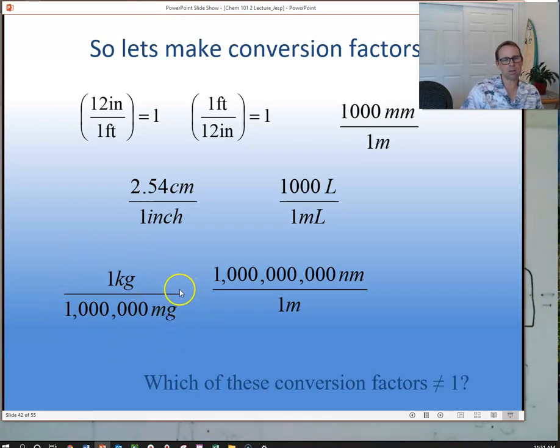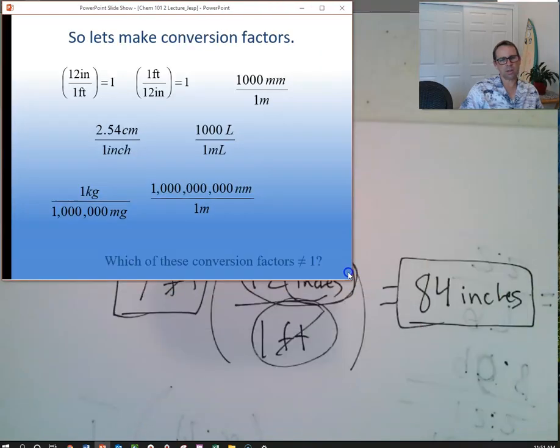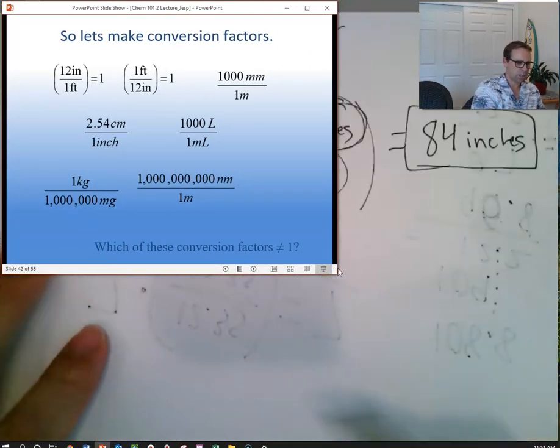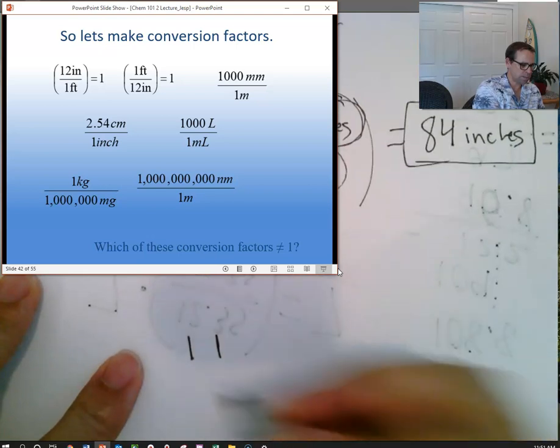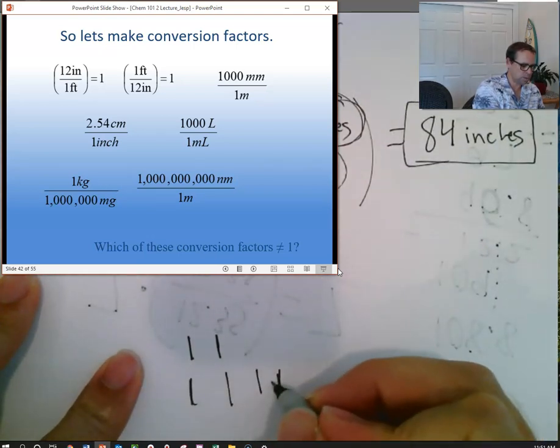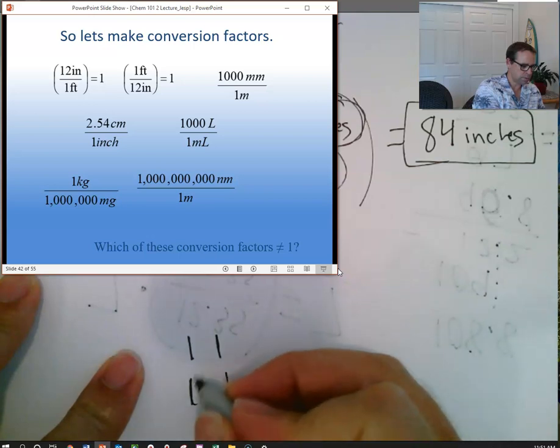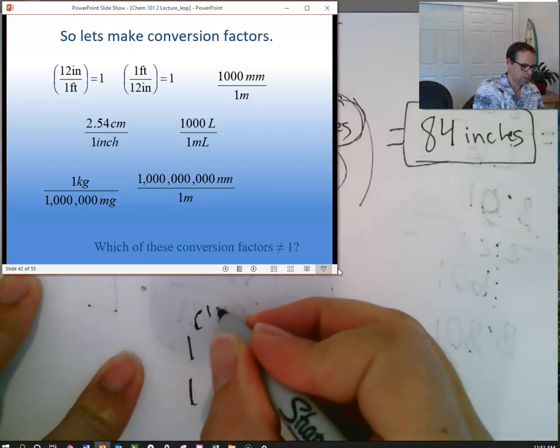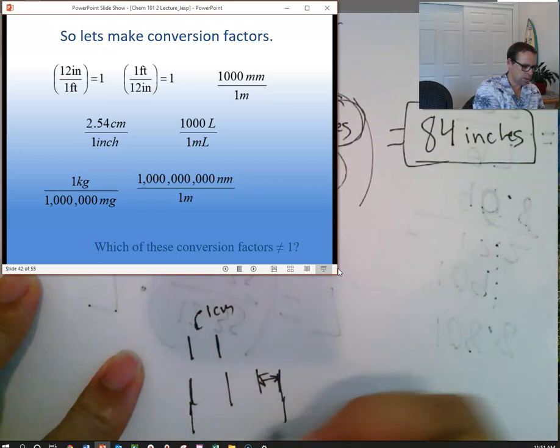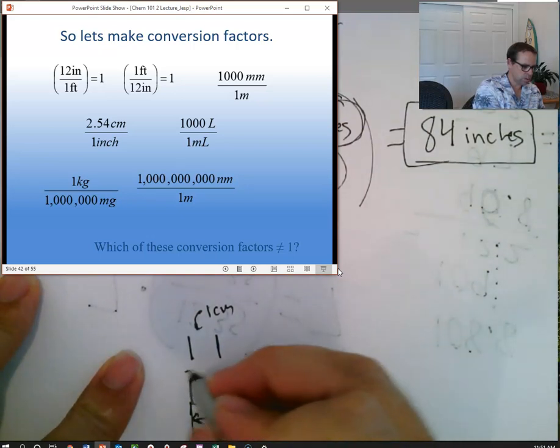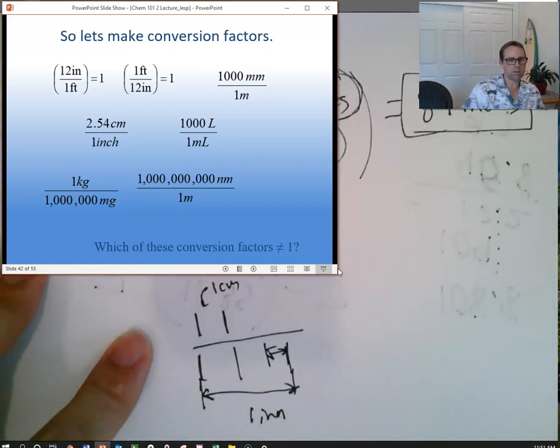Oh, wait. 2.54 centimeters equals 1 inch. I think, isn't that right? Because isn't a centimeter kind of short, like that big, but an inch is like that big? So it's 1, 2.5. So this is 1 centimeter. And this here is 1 inch. So I think that's right.